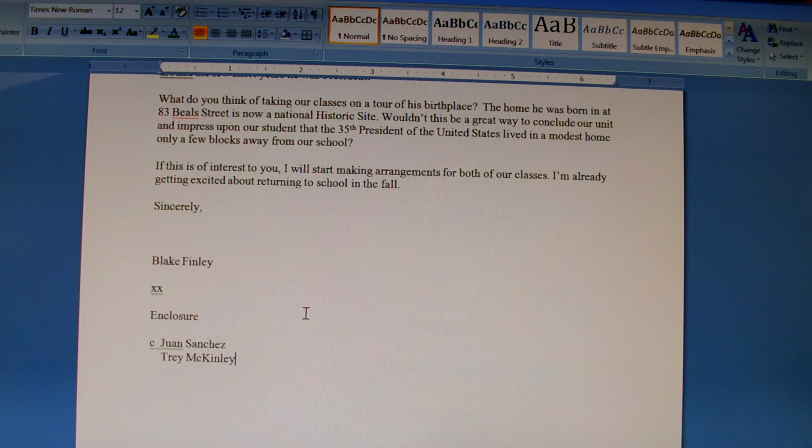And now I am done with my letter. In the bottom I have my complimentary close, the letter writer's name, my reference initials, an enclosure notation, and a copy notation.